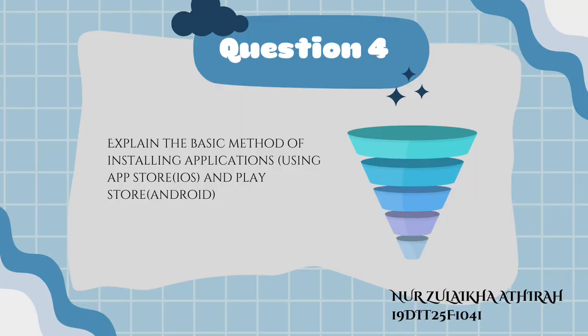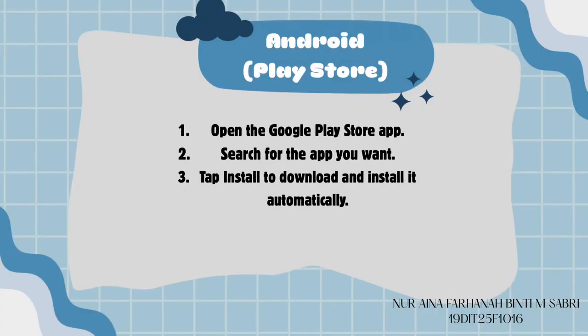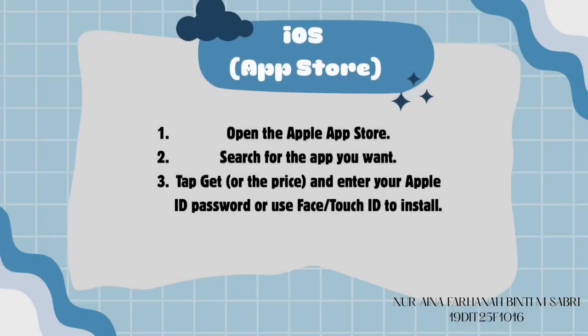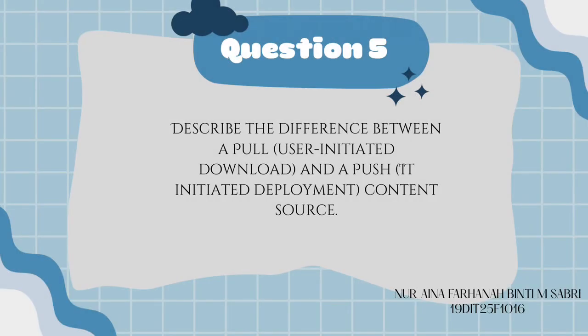And we move to question 4. Explain the basic method of installing an application using the App Store for iOS and the Play Store for Android. For Android, which uses the Play Store, first you need to open the Google Play Store app and then search for the app you want. Lastly, tap install to download and install it automatically. Next, for iOS, which uses the App Store, first you need to open the Apple App Store, then search for the app you want. Next, tap Get or the price and enter your Apple ID password or use Face or Touch ID to install.